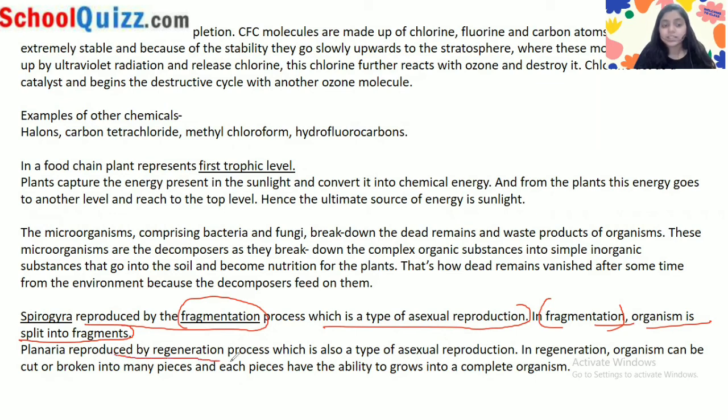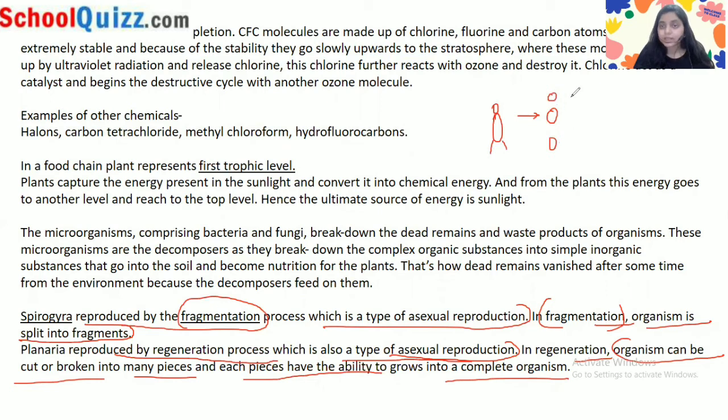Planaria reproduces by the regeneration process, which is also a type of asexual reproduction. In regeneration, organisms can be cut or broken into many pieces, and each piece has the ability to grow into a complete organism. If it is a Planaria and accidentally its parts break and it divides into these parts, each part has the ability to grow further, and even each part can grow into a whole, full-fledged organism, right?